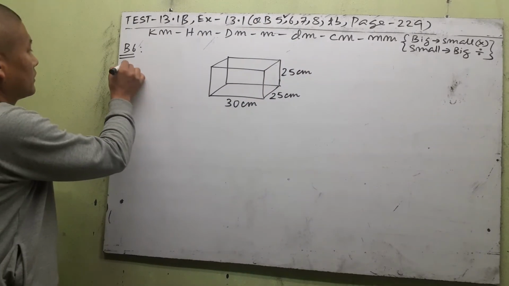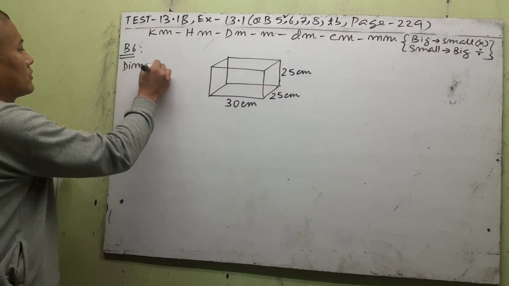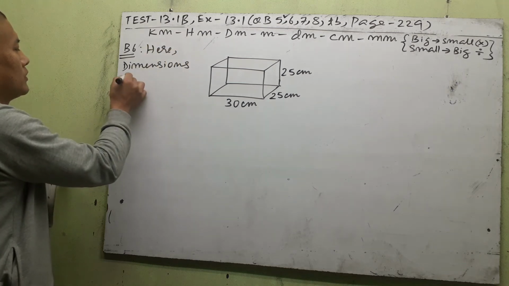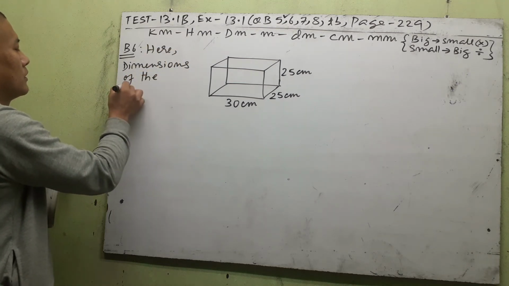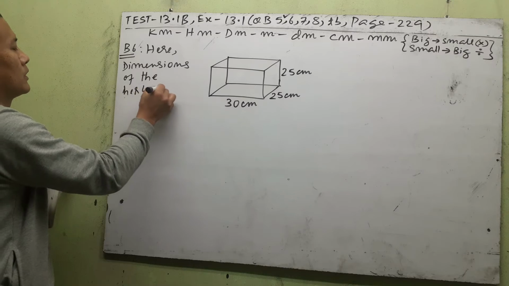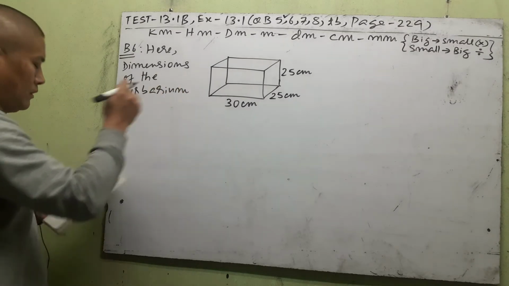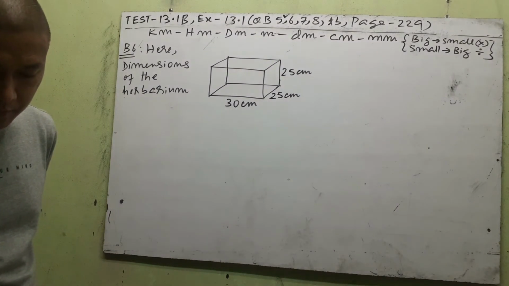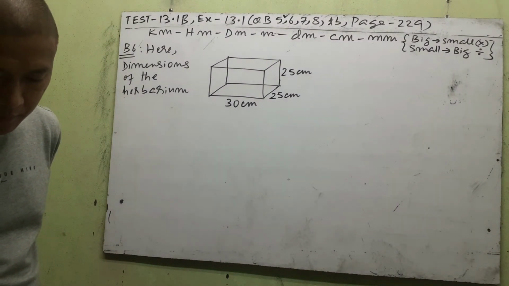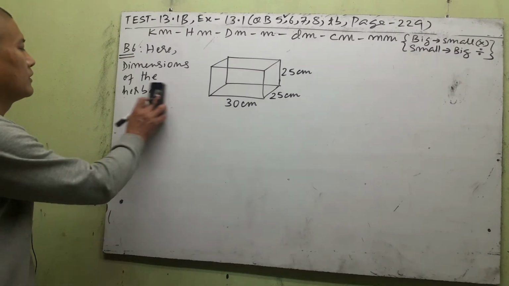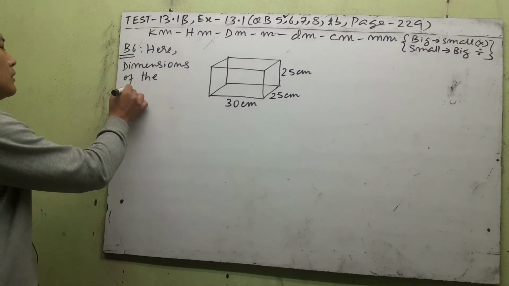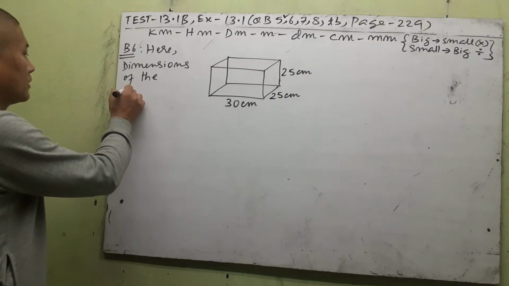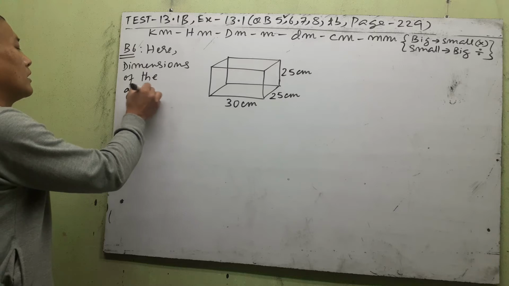So let's just write here dimensions of the herbarium glass house, or herbarium, that's all, of the greenhouse, or whatever you like to put, of the indoor greenhouse. So you can just write greenhouse made of glass.